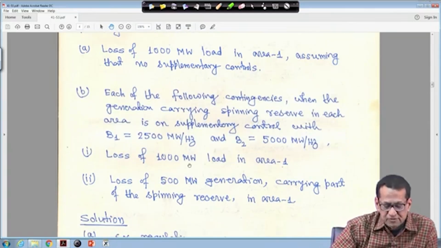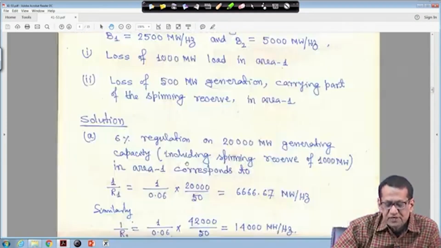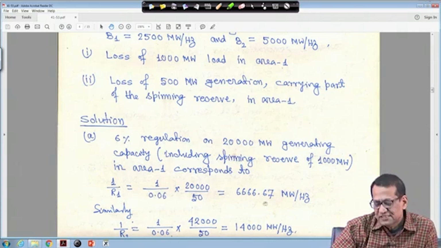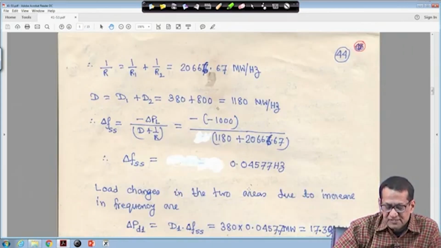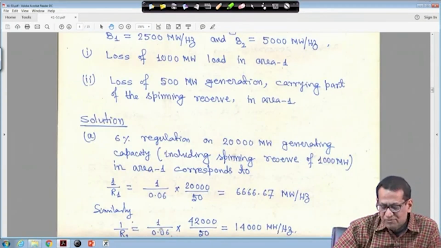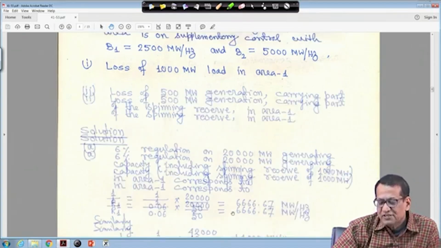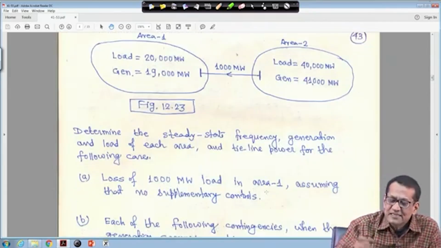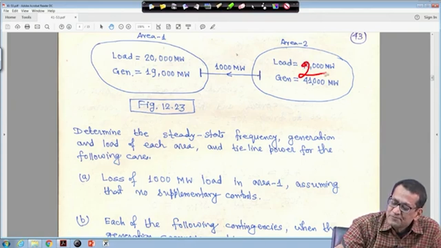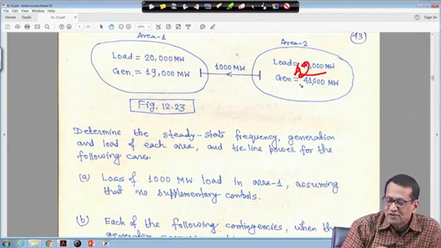Solution. In this case, the 6% regulation of the 20,000 megawatt generating capacity, including the spinning reserve of 1000 megawatt, in area 1. So 1 upon R1 is 20,000 by 6% of 50 hertz, so it is 6666.67 megawatt per hertz, right. Similarly, 1 upon R2 will be, I think it is the load given here, just hold on, 42,000 megawatt.